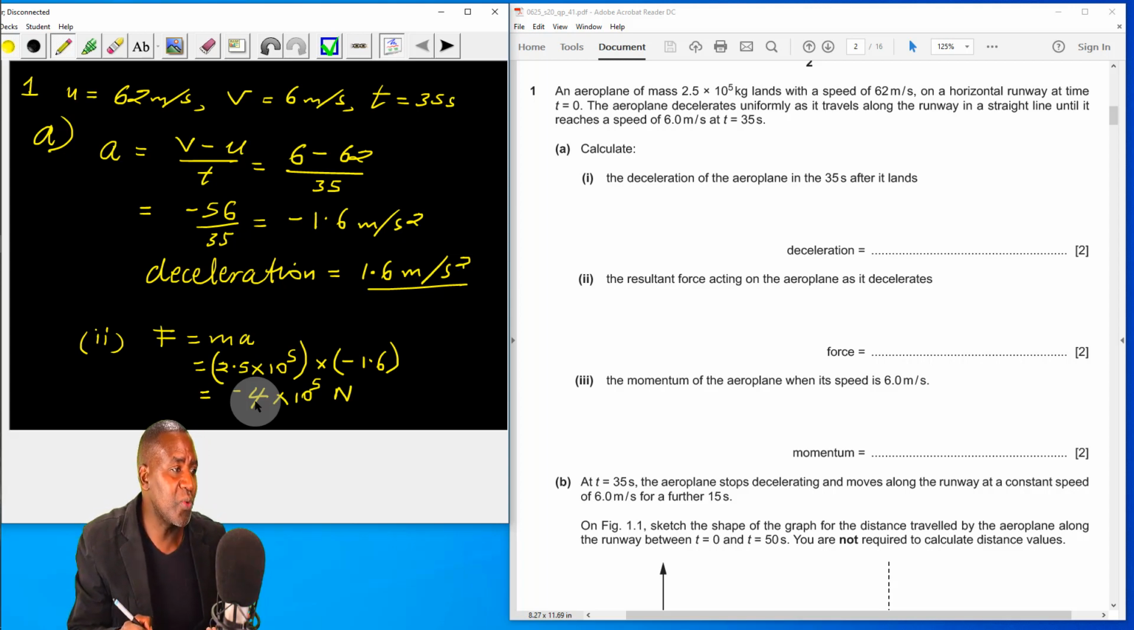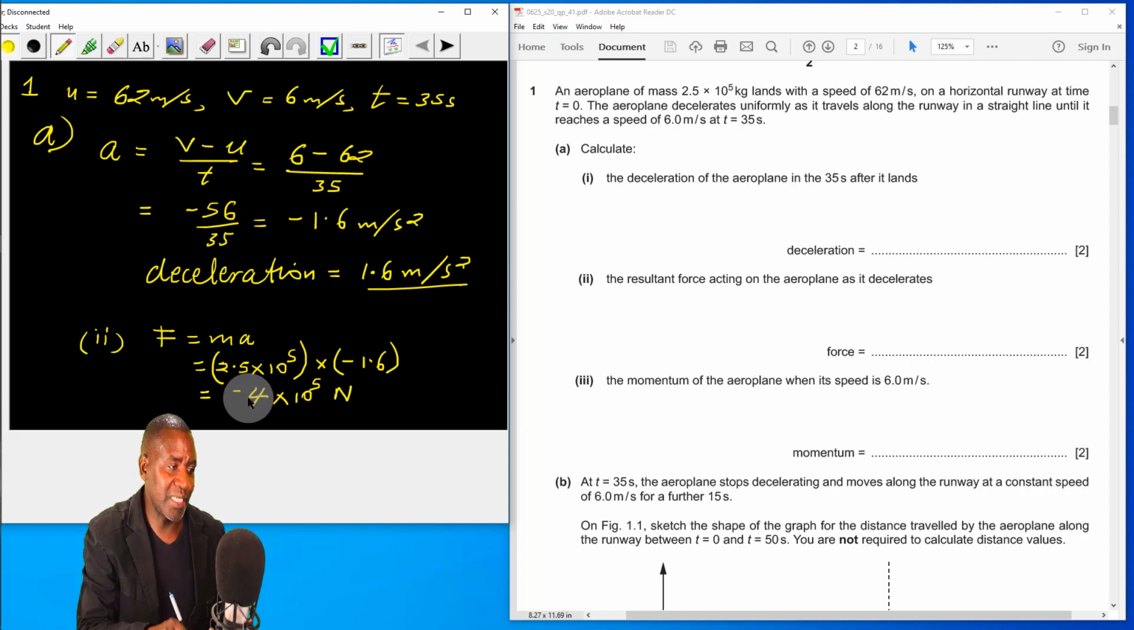So let's look at the question and see whether we have answered that question. The resultant force acting on the aeroplane as it decelerates. So at this point, we can just state it is minus 4 by 10 raised to power 5. You will not be penalized for forgetting the negative sign here, because I've already stated its significance, that it is acting in the opposite direction to the direction in which the object is moving. So that is how I would work out that part.